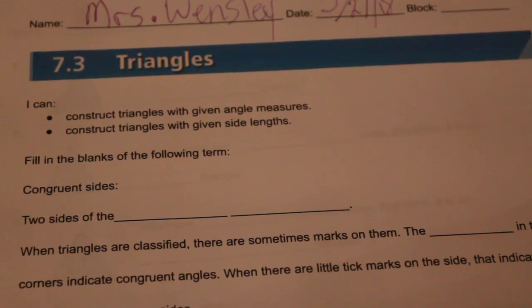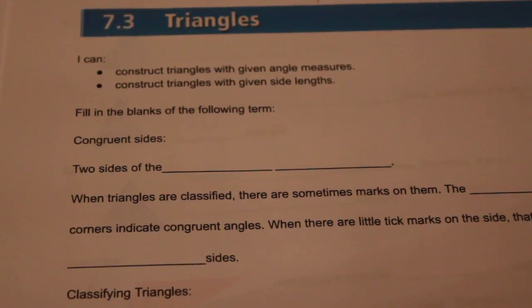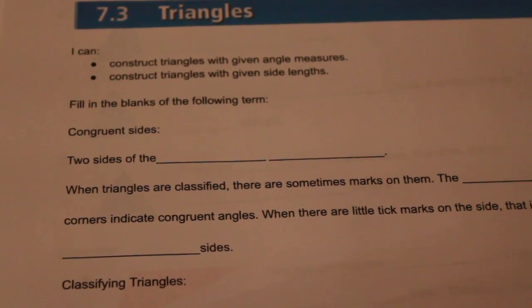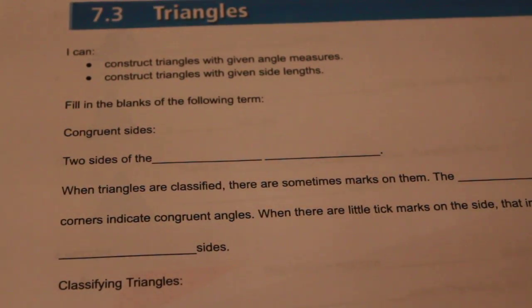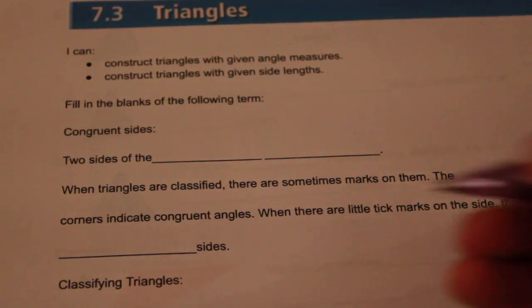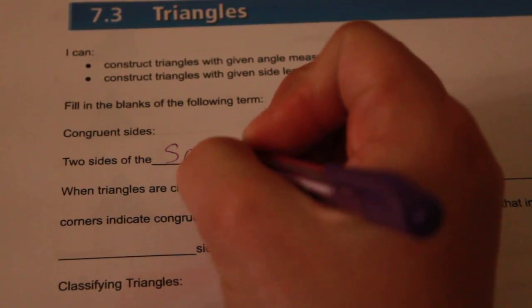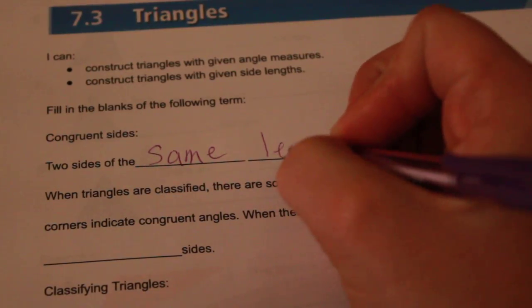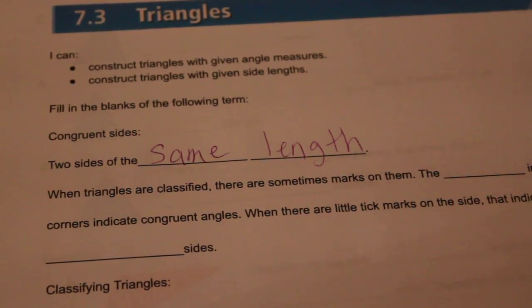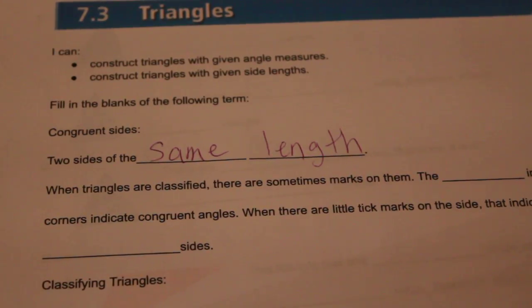Alright, so first we're going to fill in the blank for our definition. Our new word is congruent sides. Congruent sides are when we have two sides of the same length. If we have congruent angles, it's when we have two angles of the same measure. So if we had a 45, 45, 90 triangle, we would have two congruent angles because they're both 45 degrees.